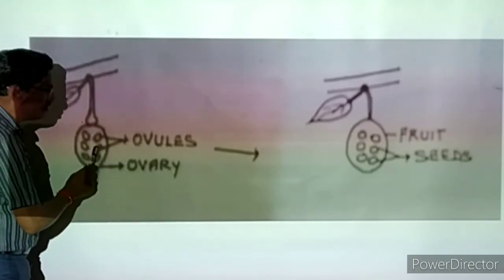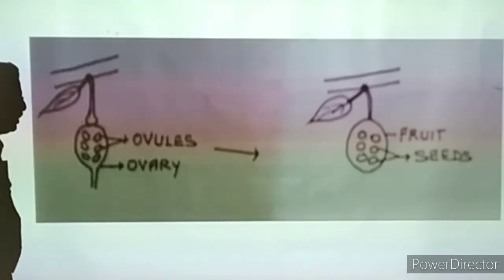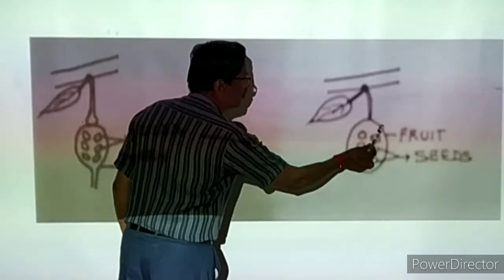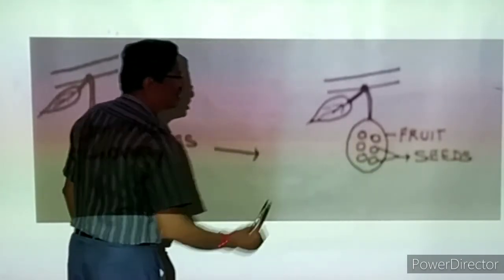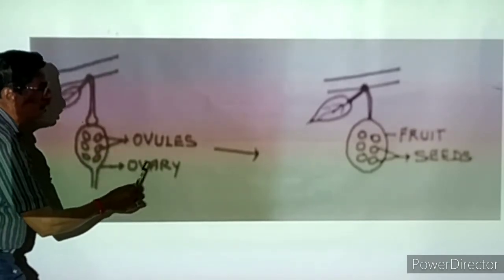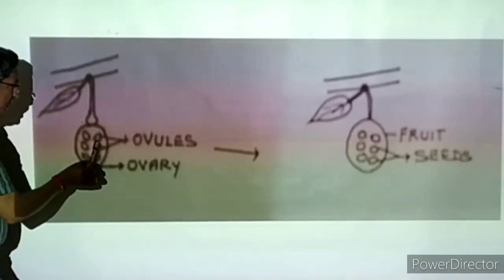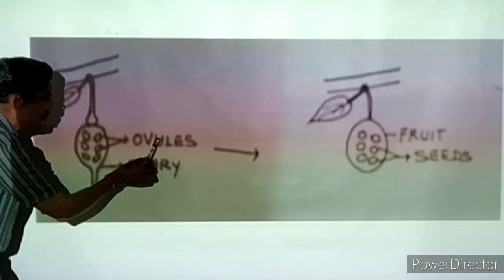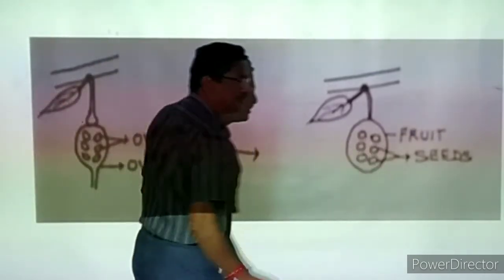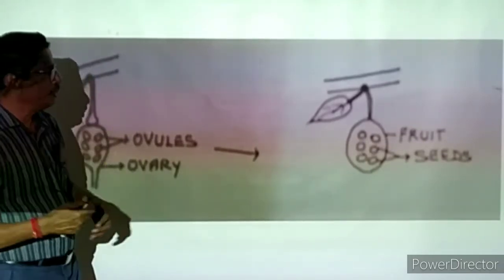Then, the ovary with the fertilized ovules will develop into a fruit. Now, this is the complete fruit. This is the wall of the fruit. It may be thin or it may be thick and fleshy. The ovary wall, the outer wall, will develop into the fruit wall. Now, inside the ovary, the fertilized ovules are present. The fertilized ovules are developing into the seeds. Only the seeds have the capacity to germinate into new plants.